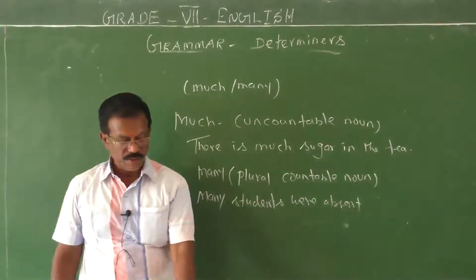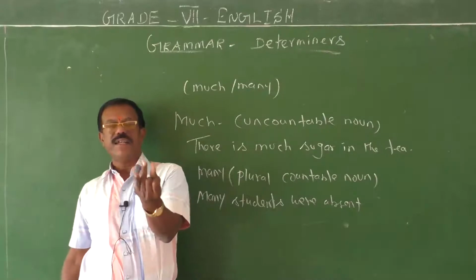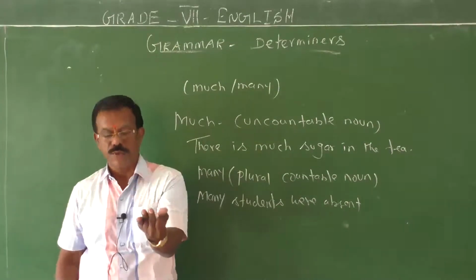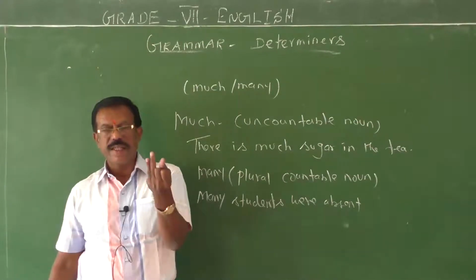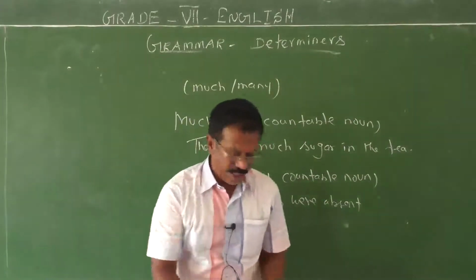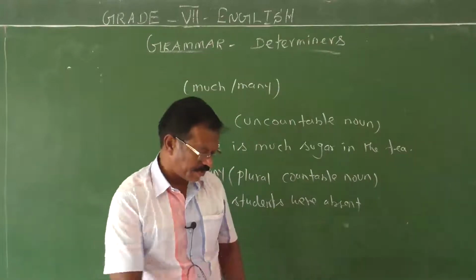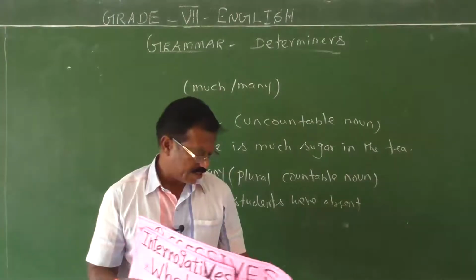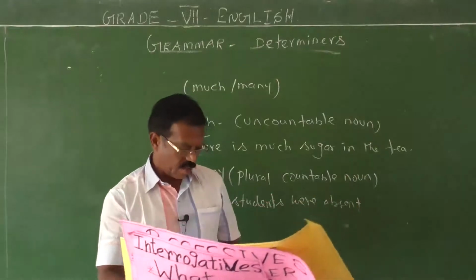So far, the quantifiers: little, a little, the little, then few, a few, the few, then some and any, then much and many. They are all called quantifiers because they give us the quantity of the noun. When they are used before nouns, they show us the quantity.